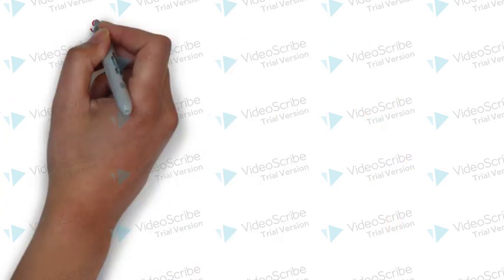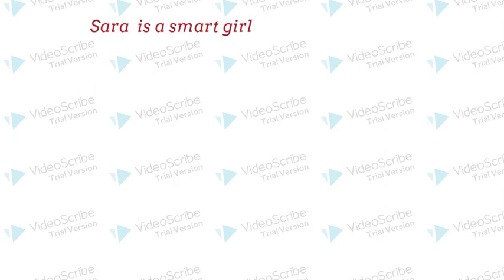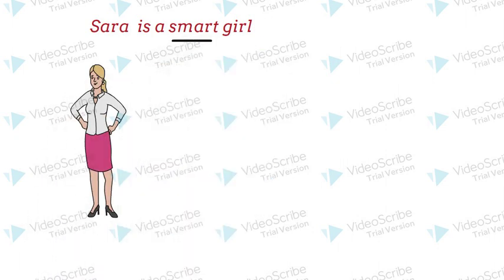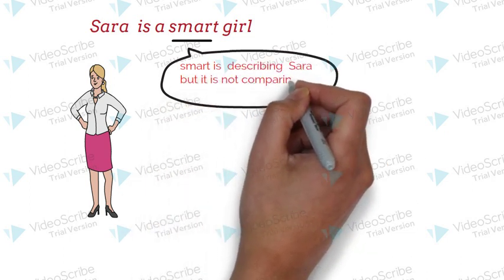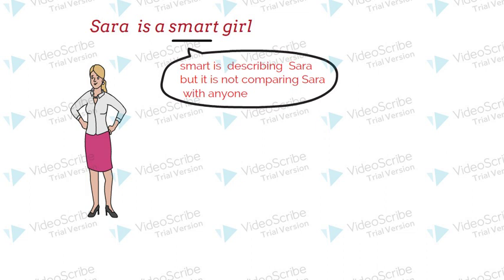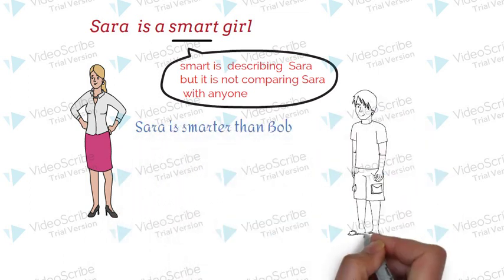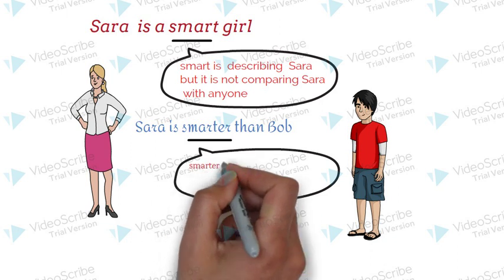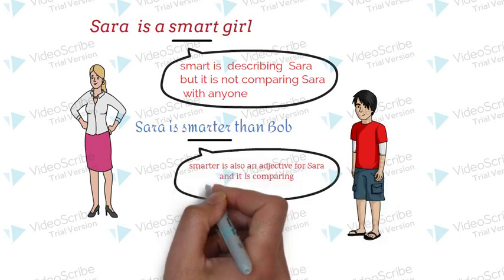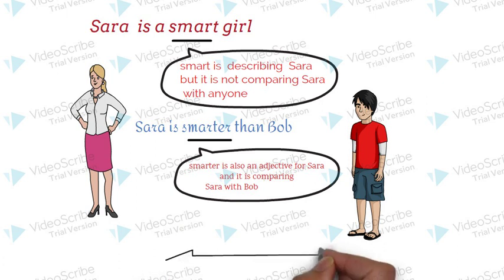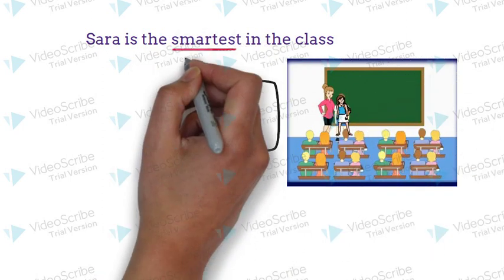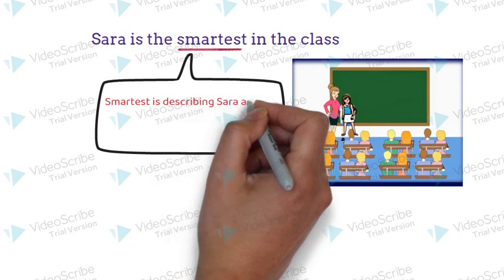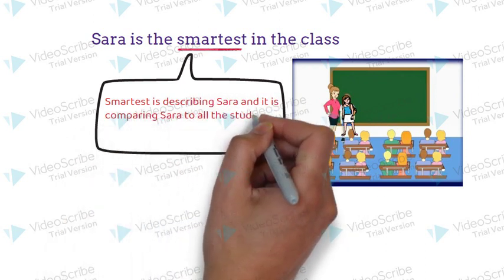Let's see more examples. Sarah is a smart girl. Smart is a describing word, but it is not comparing Sarah with anyone. Sarah is smarter than Bob. Here, smarter is a describing word for Sarah and is comparing Sarah with Bob. The next sentence, let's see. Sarah is the smartest girl in the class. Smartest is describing Sarah and it is comparing Sarah to all the students in the class.